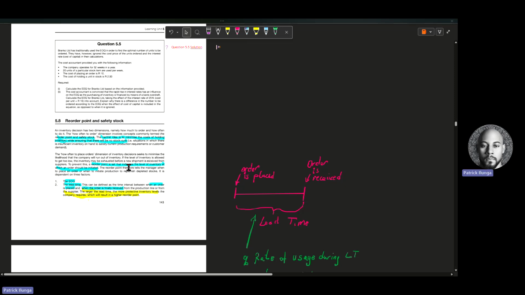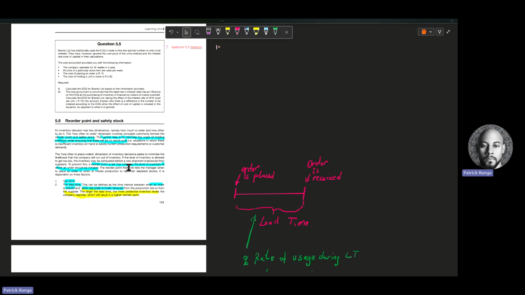But now the question of when. Remember, we tackled the question of how much to order. Now we need to tackle the question of when to do it. And that's where the concept of reordering point comes in. When in your company do you reorder? And what is the meaning of safety stock? Safety stock. What is that, right?